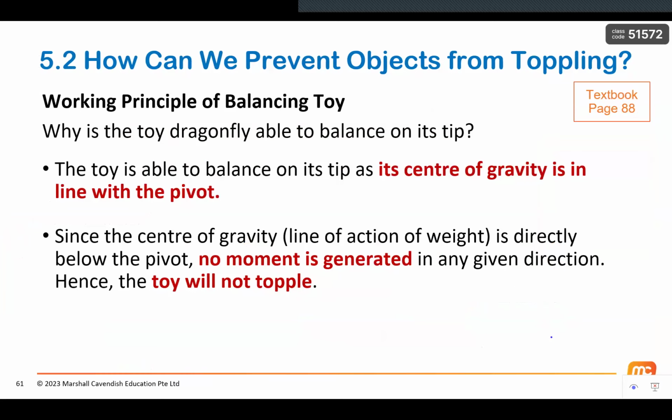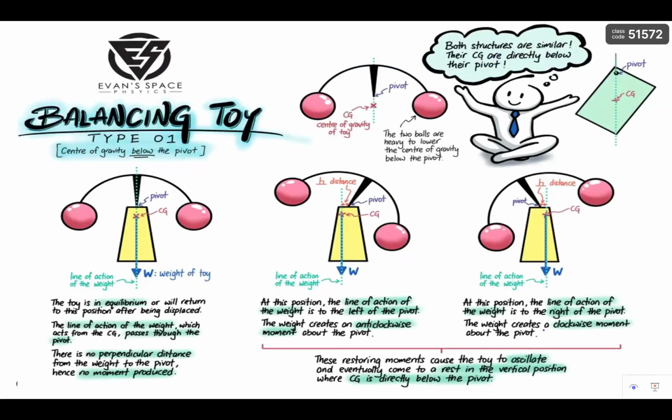For a balancing toy, the working principle is that its center of gravity is always in line with the pivot. So there will always be no moments, because once the center of gravity is in line with the pivot, the weight doesn't create any moments. There is no perpendicular distance between the weight and the pivot. So no moments, no turning effect. So this toy will be balanced. The toy will not be toppled. There are two different types of balancing toy. Let's take a look at the first type.